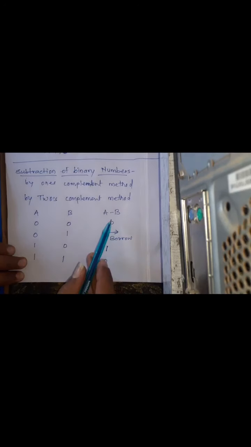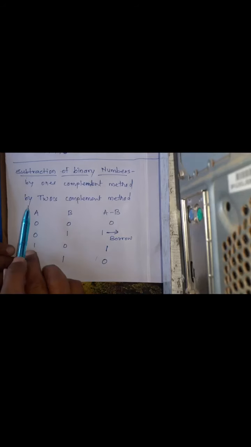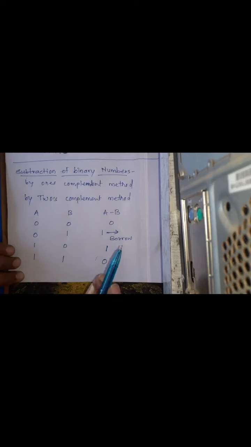Again, A number is 1, B number is 0. The subtraction of 1 minus 0 is 1. Again, A number is 1, B number is 1, the subtraction of 1 minus 1 is 0. So these are the chart of subtraction: 0 minus 0 is 0, 0 minus 1 is 1, 1 minus 0 is 1, and 1 minus 1 is 0. So this chart you have to remember.